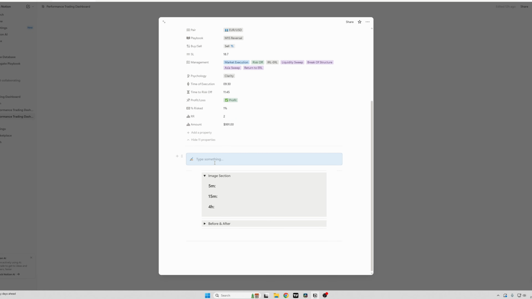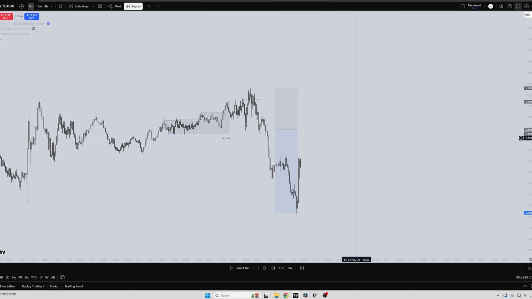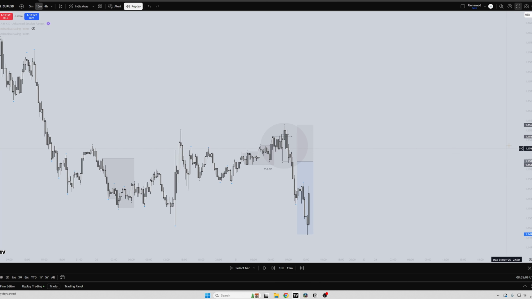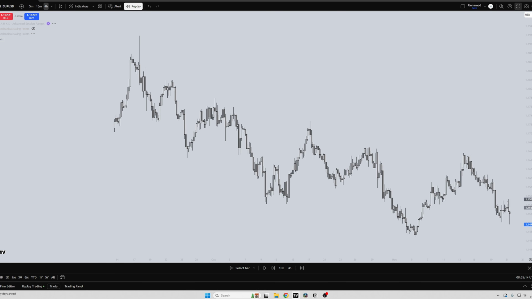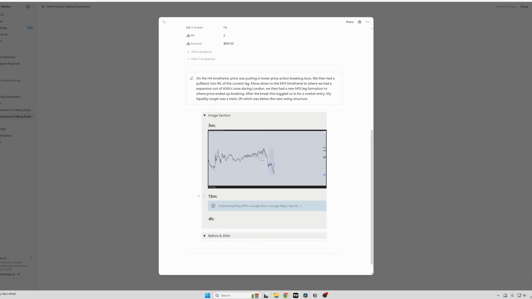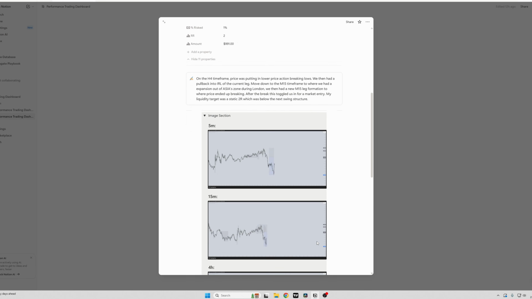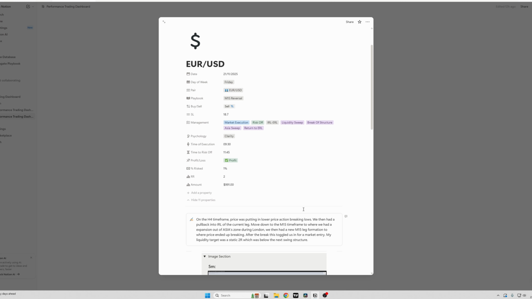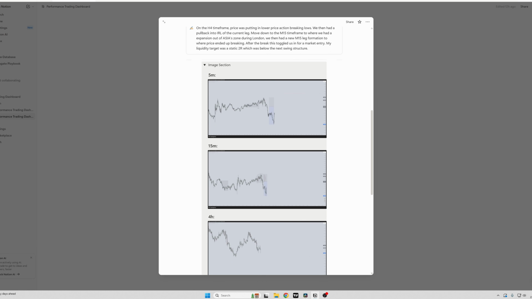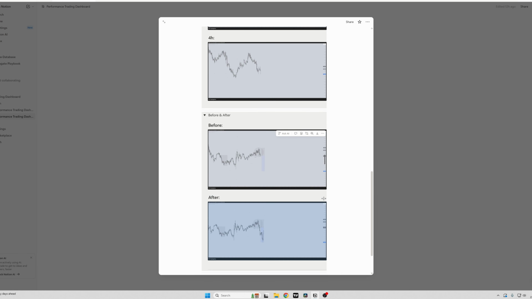So, write a quick brief description. After you write your description, M5 time frame, copy, paste, M15, exact same, copy, paste. This is just for visualization when you go back to go over your data. H4, and then we have our before and after screen. So that is exactly how I journal, and I definitely recommend that you do it yourself because it really helps refine your strategy at the end of the day.